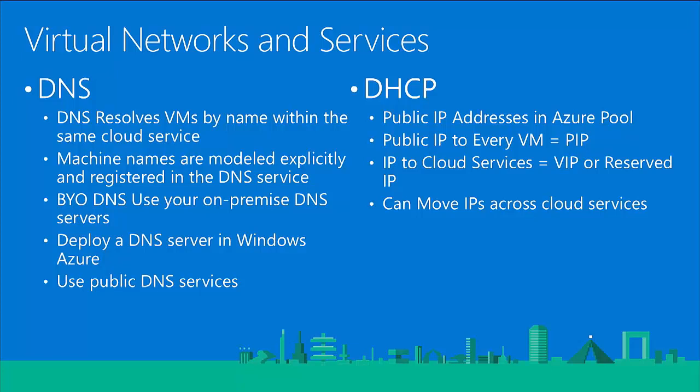Now, within the cloud service, we create endpoints. These endpoints route requests based upon that DNS name from the cloud service to an individual VM. The machine names themselves are just modeled explicitly. So the actual virtual machine names really don't have anything to do with the routing. They're just there for the actual name of the machine. You can change this behavior if you don't want to use the built-in cloud service load balancers. You can bring your own DNS. You can bring your own DNS server, deploy it to Azure, and use that, or use a public DNS service.